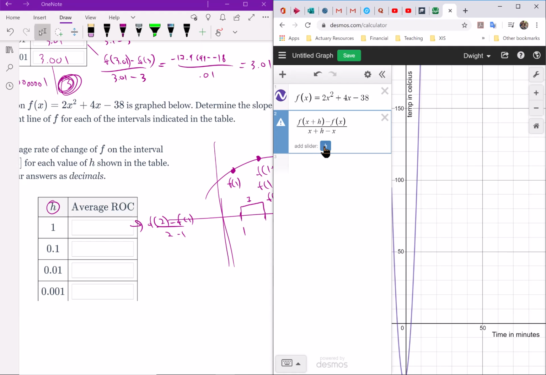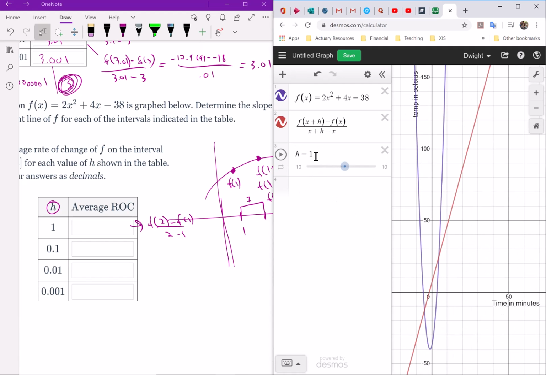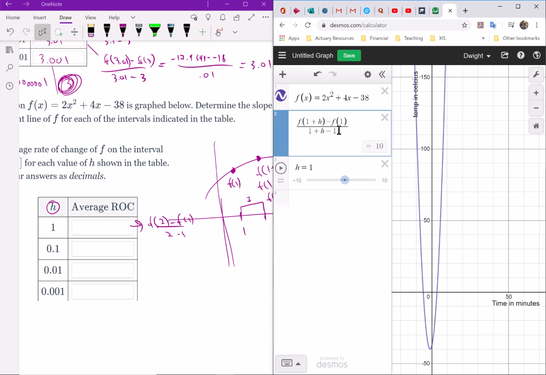And now I kind of want you to notice what would happen if I actually did it this way. If I add a slider for h, basically I can just say, okay, if h is 1, then, oh, and in this case x is 1 because we're doing it at 1, right? So let's go change all these to 1 because we're centering at 1. If h is 1, then I get 10, right? So again, if I did this, I would get a value of 10.